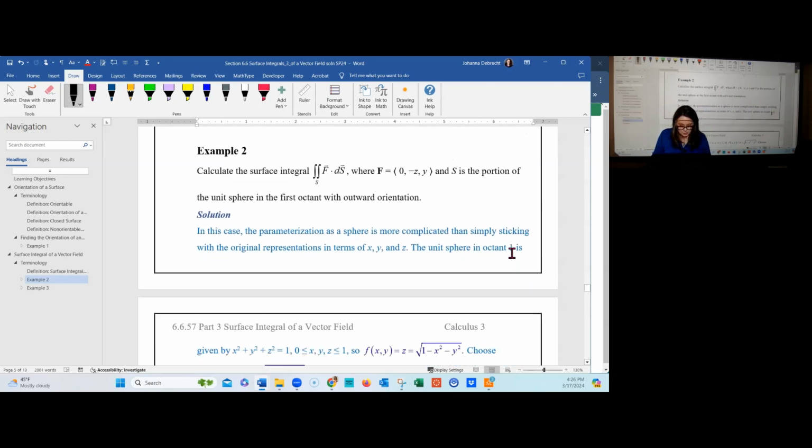In example 2, we want to calculate the surface integral of F dot dS, where dS is the surface integral differential with the vector over S, where our vector field is given by 0, -z, y, and the surface over which we want to evaluate the vector field is a portion of the unit sphere in octant 1 with outward orientation. Now let's think about what outward orientation means, and then think about what it means for this part of the sphere in octant 1.